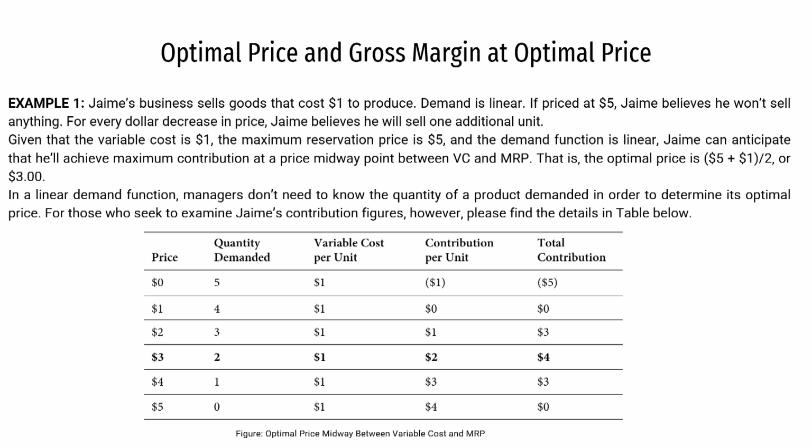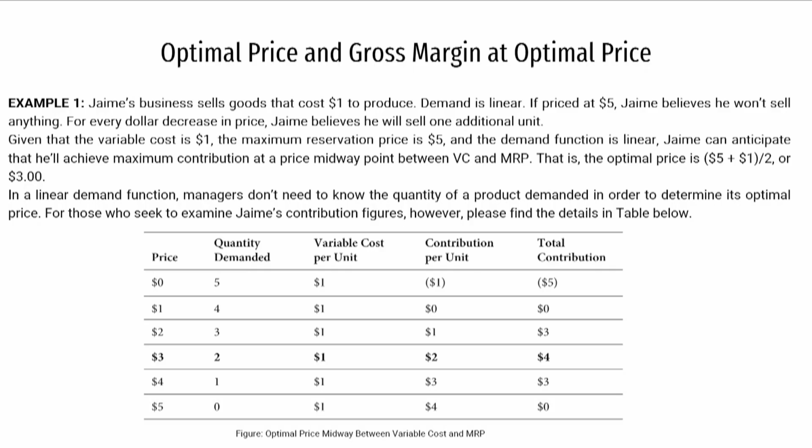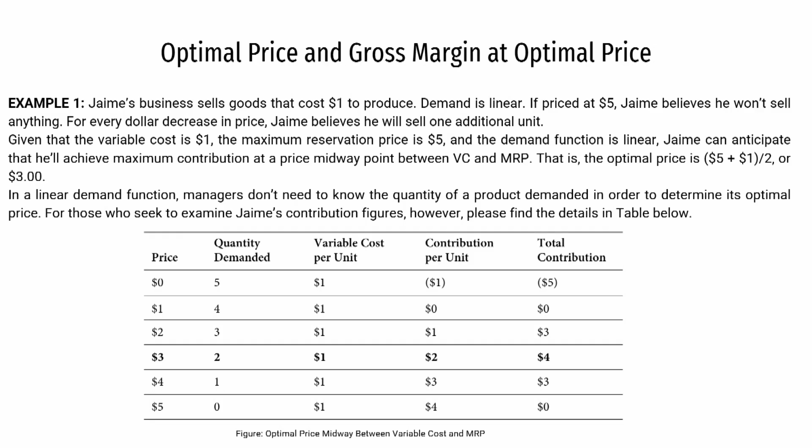In a linear demand function, managers do not need to know the quantity of product demanded in order to determine its optimal price. So, if you know what your MRP is and what your VC is, done. Irrespective of any other additional information, you can easily calculate what your price should be. But the bigger assumption here is that the demand follows a linear demand function, fine. So, in case of a linear demand function, managers do not need to know the quantity of a product demanded in order to determine its optimal price.